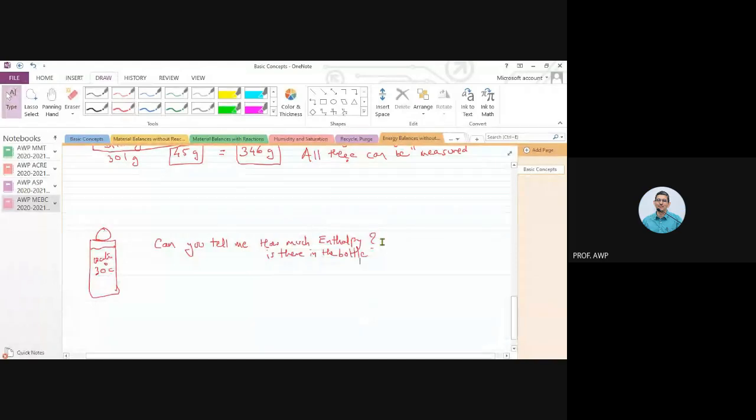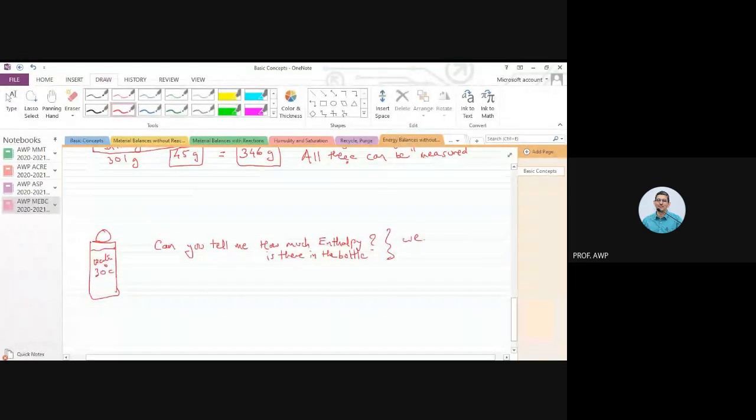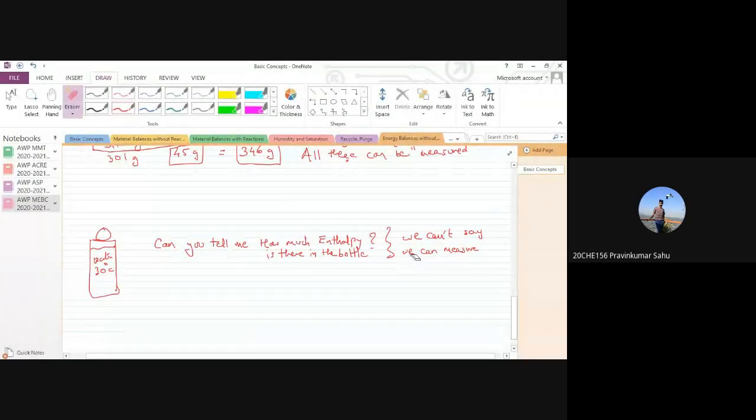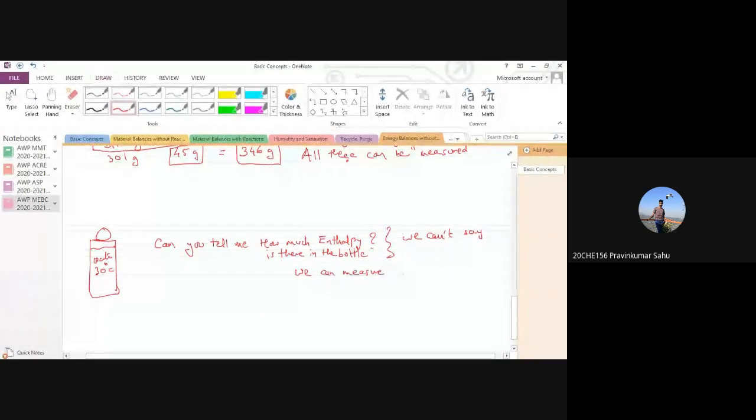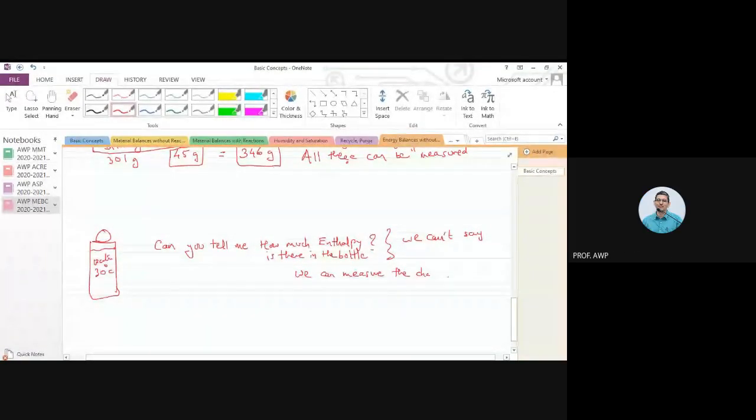Sir, we can measure only the change in enthalpy, but not the enthalpy itself. So you are saying no, we can't say. Praveen, is that what you said? What were the exact words that you said? We can measure the change in enthalpy. Those are your exact words, right?